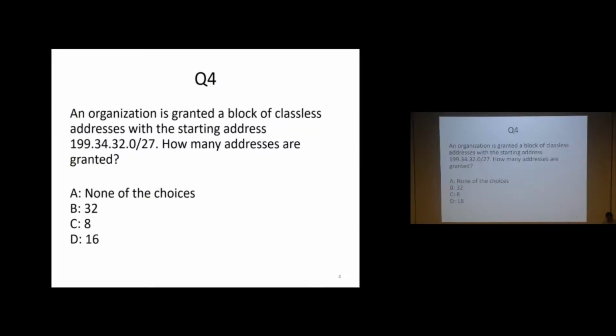Okay, how about this one? An organization is granted a block of classless addresses starting from 199.34.32.0/27. How many addresses are granted? What's the answer here? How many addresses are there in this range?